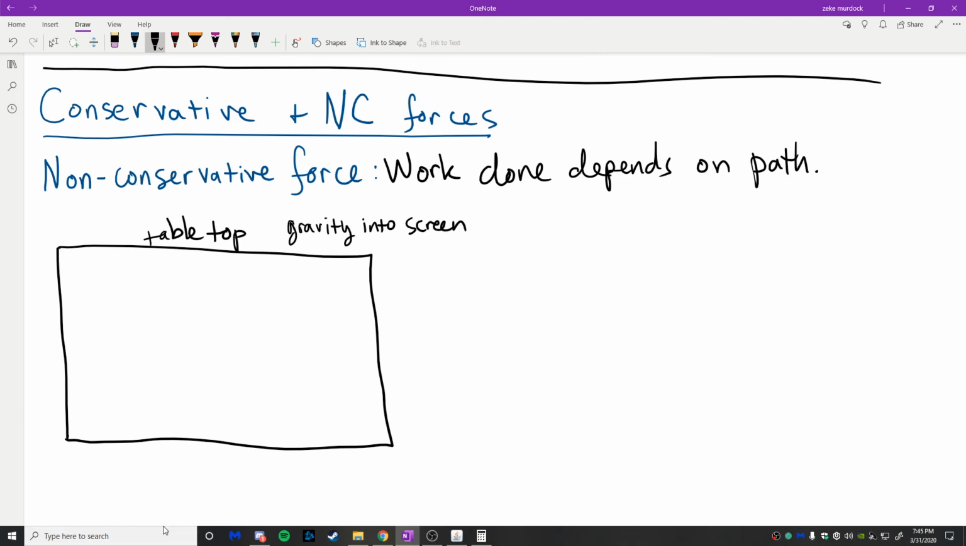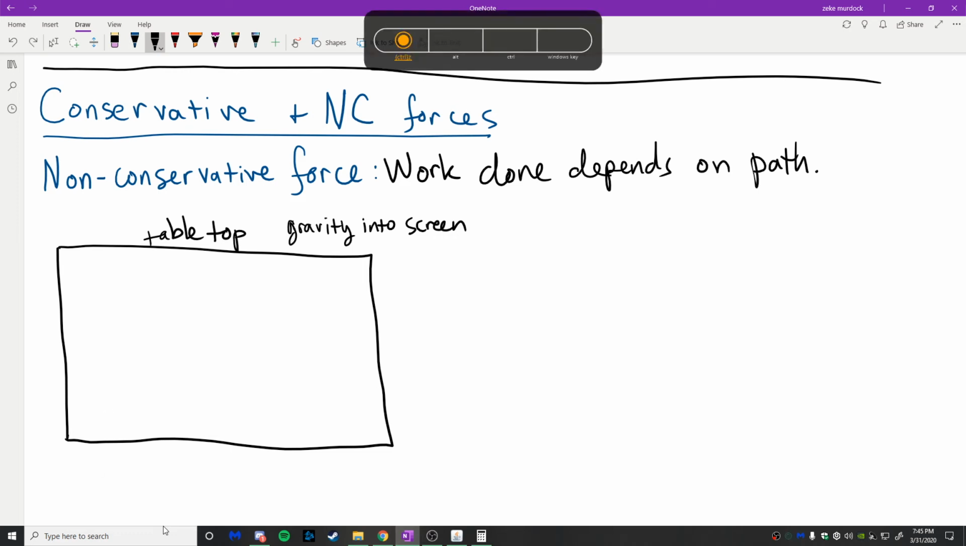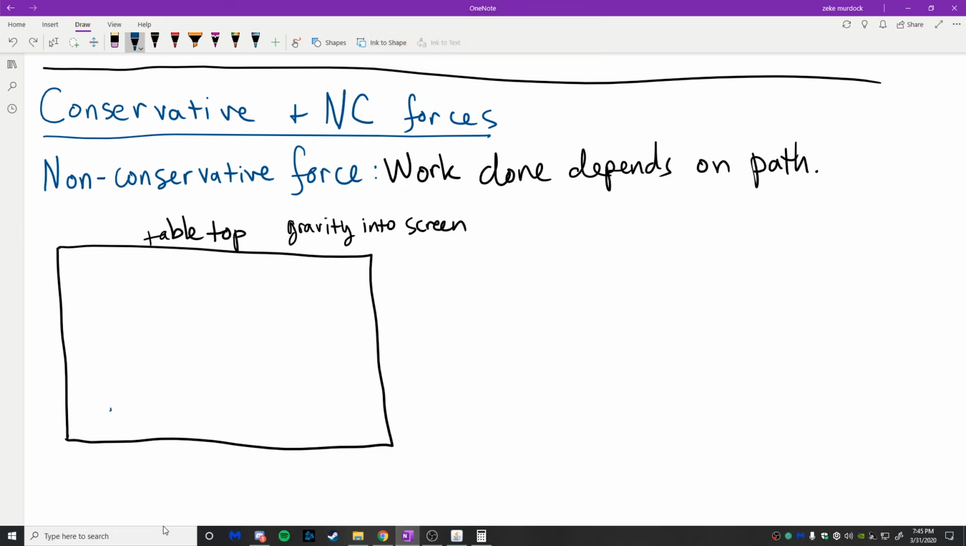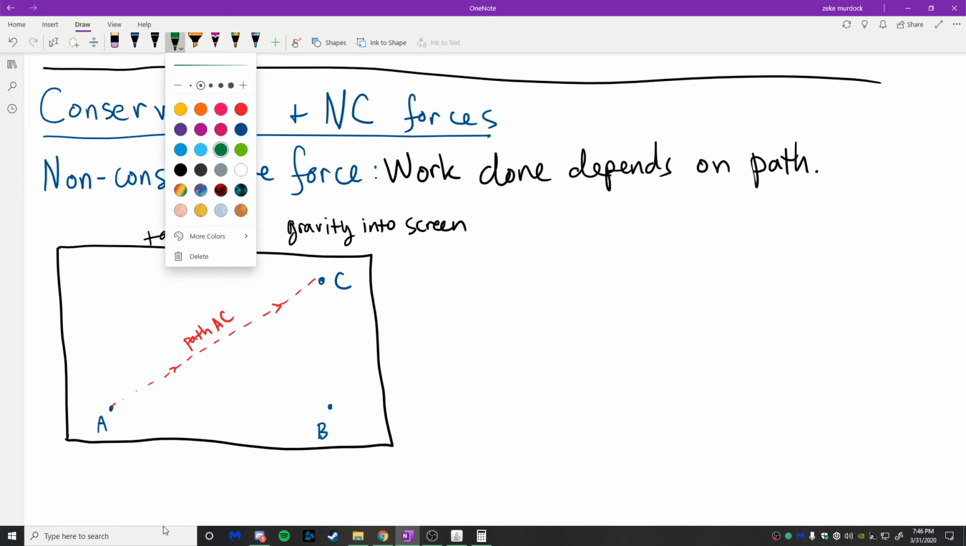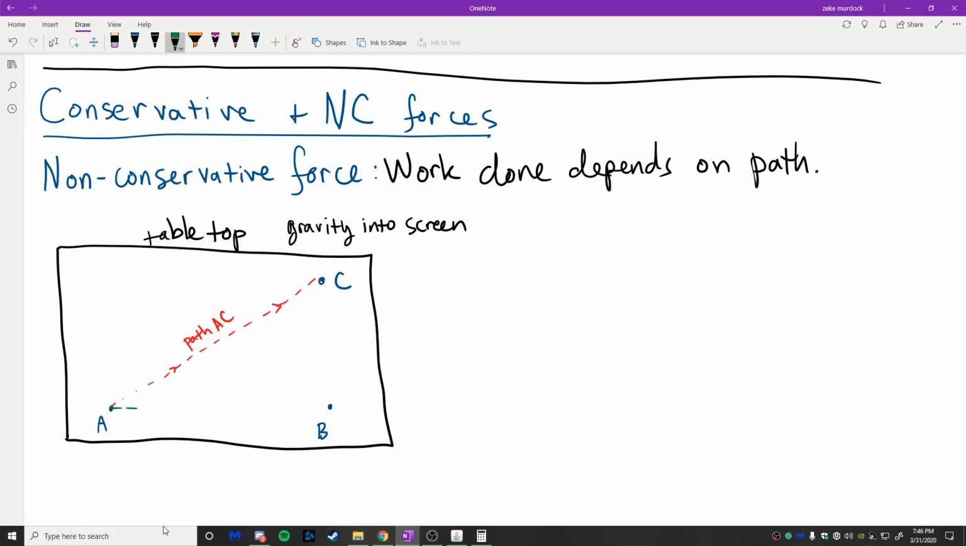And I mark off 3 points on here. So I mark off this point right here, which I call A. This point here, which I call B. And this point right here, which I call C. And I imagine 2 different paths that this object can travel along. One path will be this path right here, a straight line path, which we call path AC. Okay. The other path is going to be a path that takes us like this.